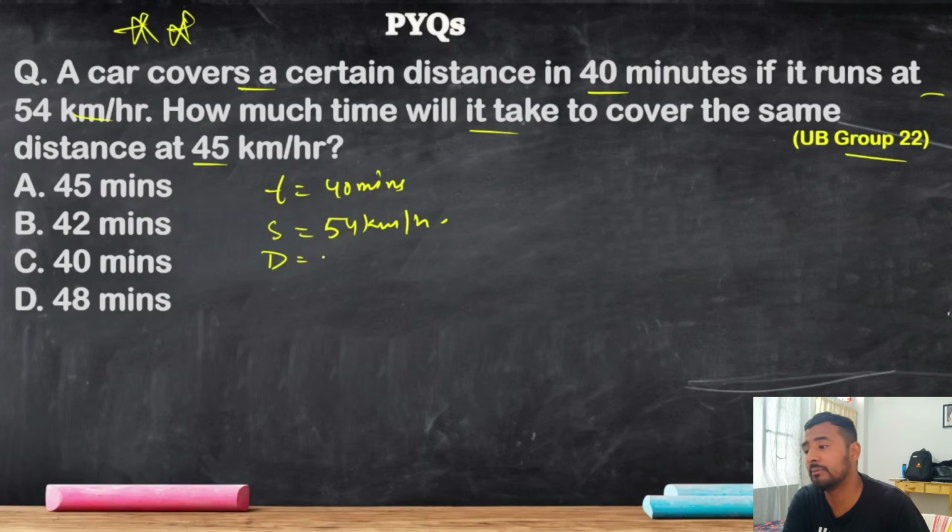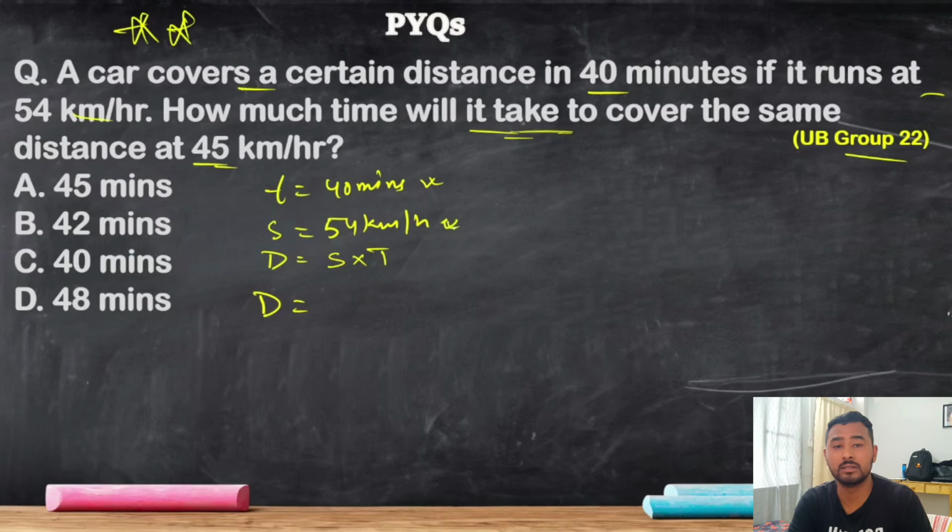First get the distance, then the same distance is covered with this time and at a speed of 45 km per hour, right? So how much time will it take? We need to find that in the second part of the question. So what we should do is get the distance. So what is distance? Speed into time. First see, this is in minute, this is in kilometer per hour. So let us convert this time in hour.